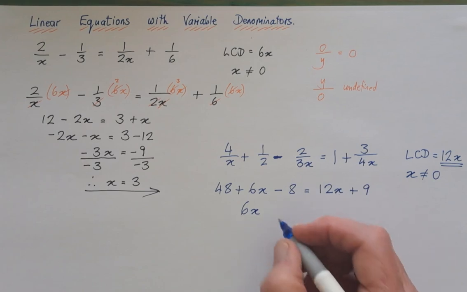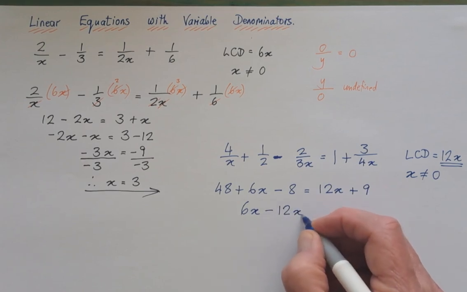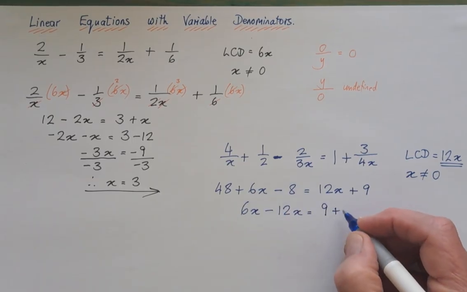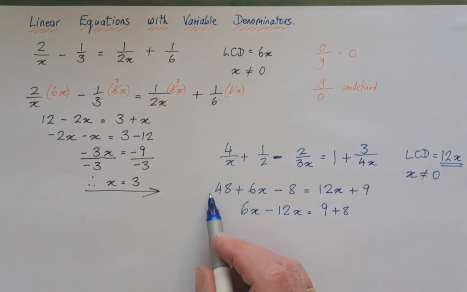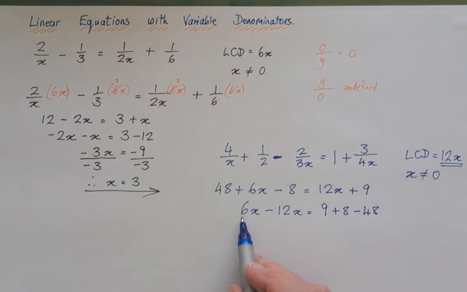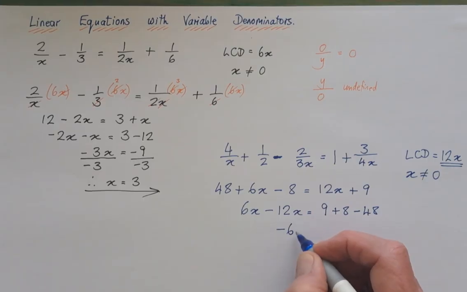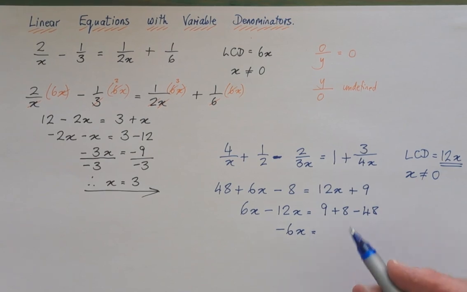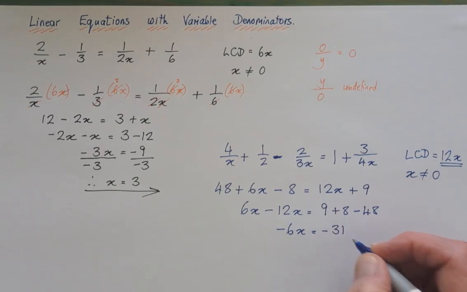Right, I'm going to keep my positive 6x here. And this 12x is coming across as negative 12x. The 9 is staying where it is. Negative 8 becomes positive 8. And positive 48 becomes negative 48. 6x minus 12x is negative 6x. And then I've got, well, I would start here actually. I would say positive 8 minus 48 is equal to negative 40. And negative 40 plus 9 is going to be negative 31.